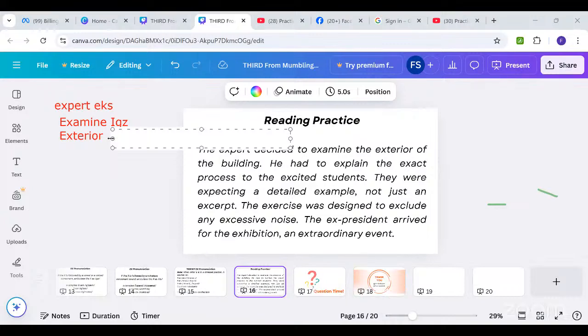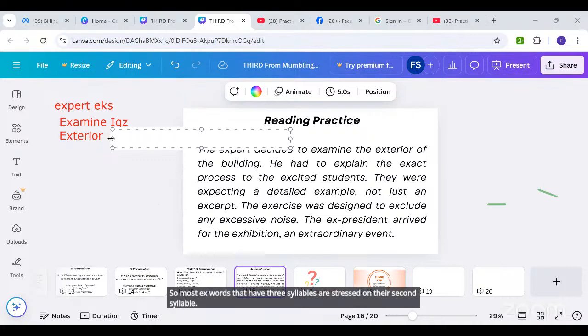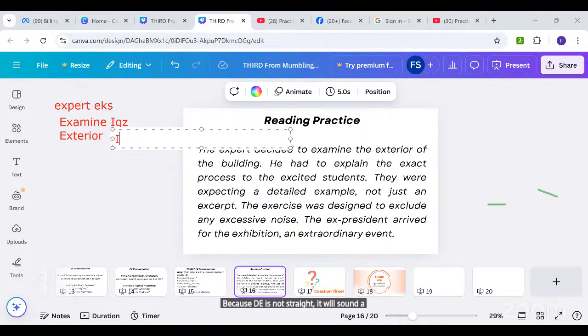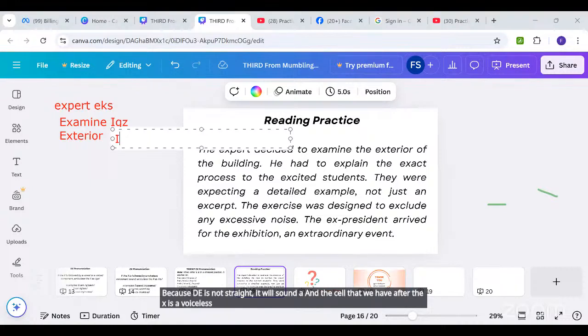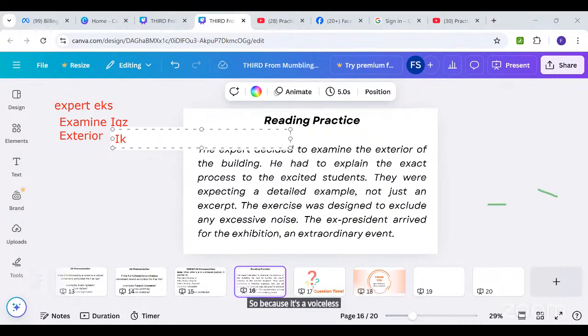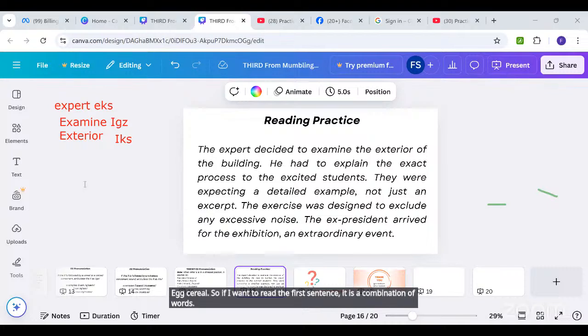So most EX words that have 3 syllables are stressed on their second syllable. So this word, we're also stressing the second syllable. Because of that, it means that the E is not stressed. Because the E is not stressed, it will sound A. And the sound that we have after the X is T, a voiceless syllable. So because it's a voiceless syllable, the X will sound kus. So we have exterior. So if I want to read the first sentence, it is a combination of egg words, and X word.